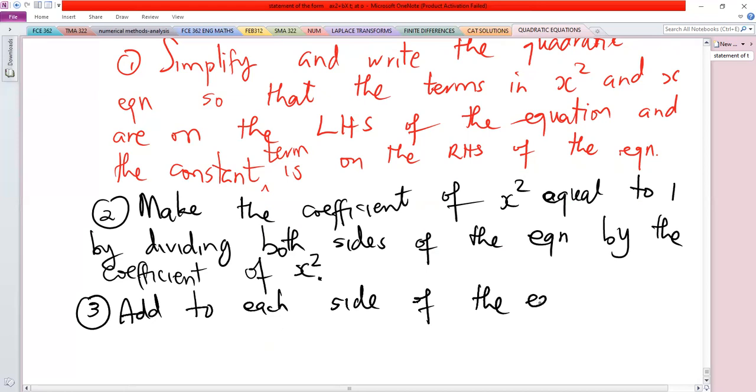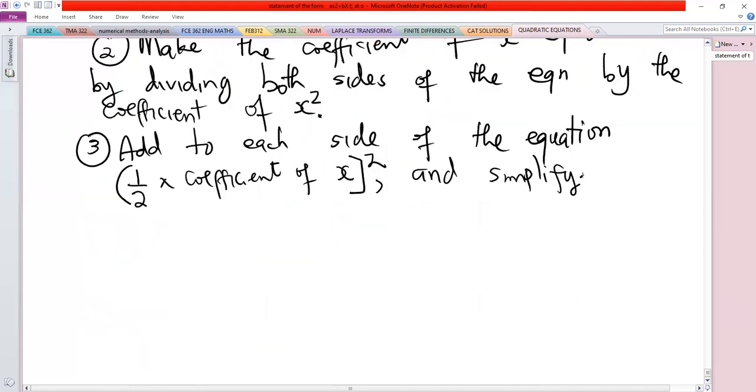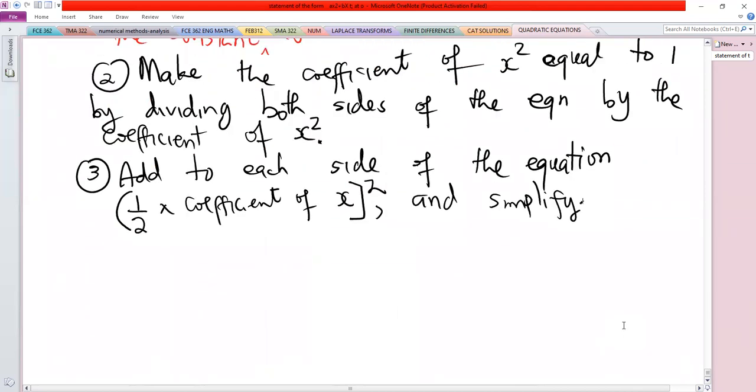Number three, add to each side of the equation a half times the coefficient of x, squared, and simplify. So once you have done steps one and two, take the coefficient of x, divide by 2, square it and add on both sides. Then simplify.